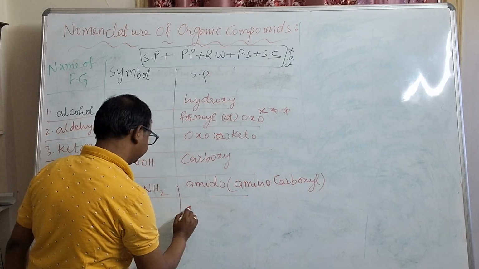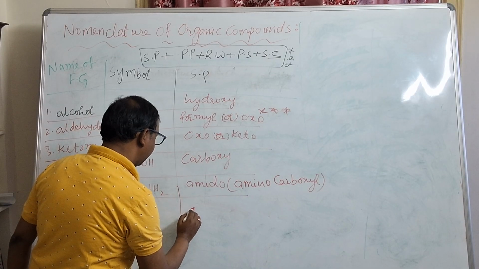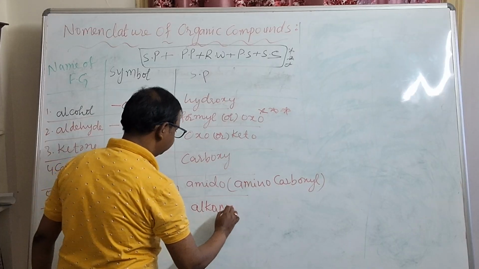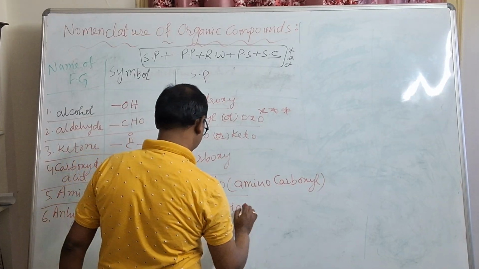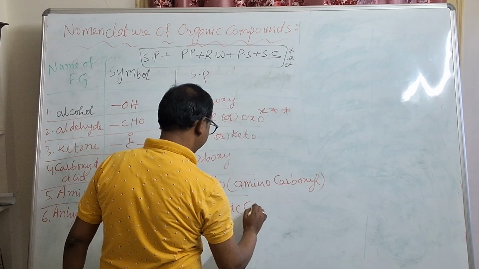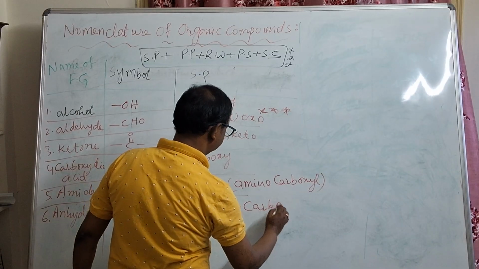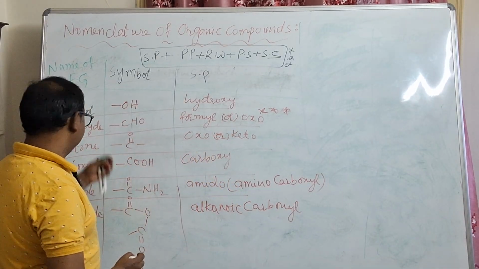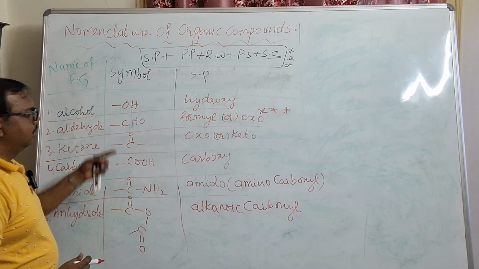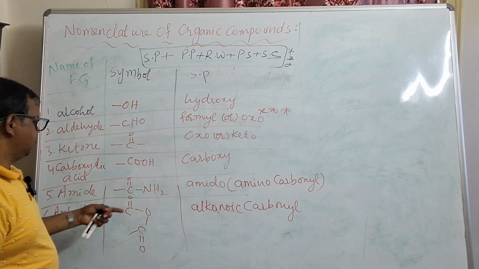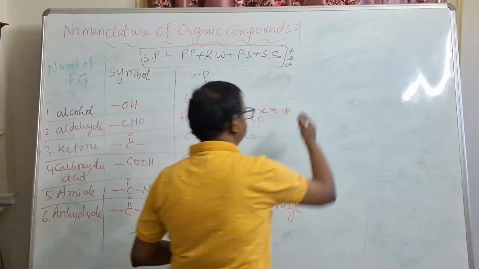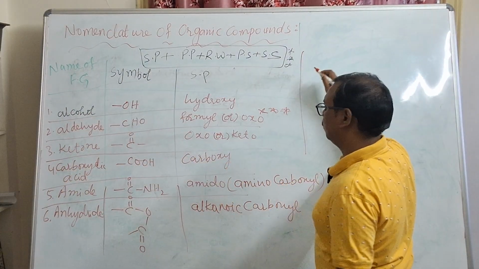Anhydride, alkanoic anhydride, alkanoic carbonate. Okay, these are the secondary suffixes for these compounds. And the next one, we can write some of the groups.